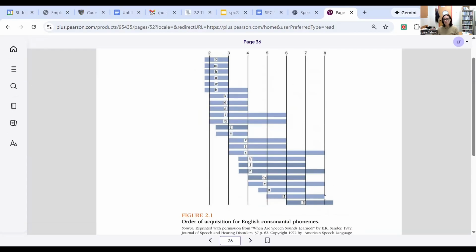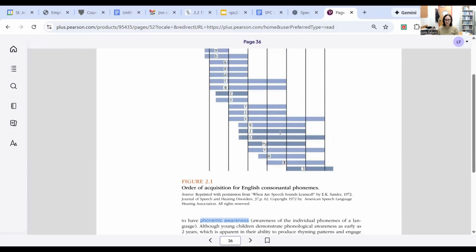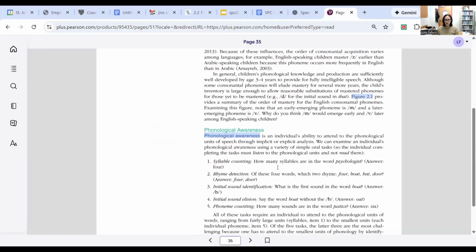So children are still developing, right? Typical development is such that there are certain sounds, some of these harder zh, ch sounds. These are happening at a probably much later age than you would imagine. We call this the order of acquisition. And in this case, it's for English consonant phonemes or sounds. Okay, so that's really what the phonemic inventory is talking about.